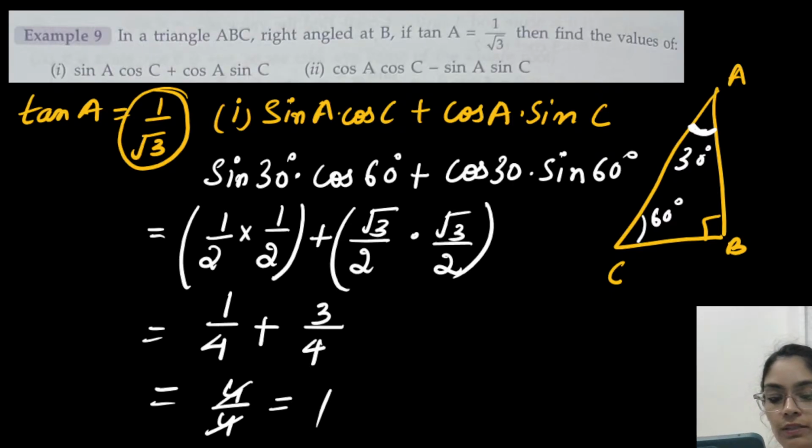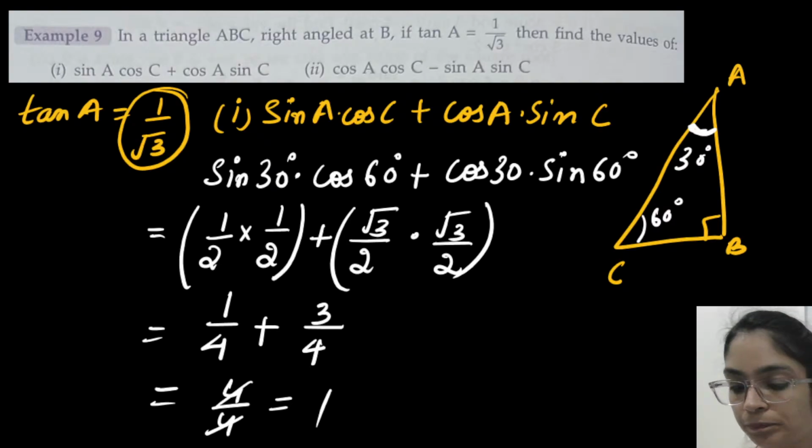So this is equal to 1. Is it clear to everyone? Not 1 by 2, it is 1. Answer is 1. So let's do now the second part.